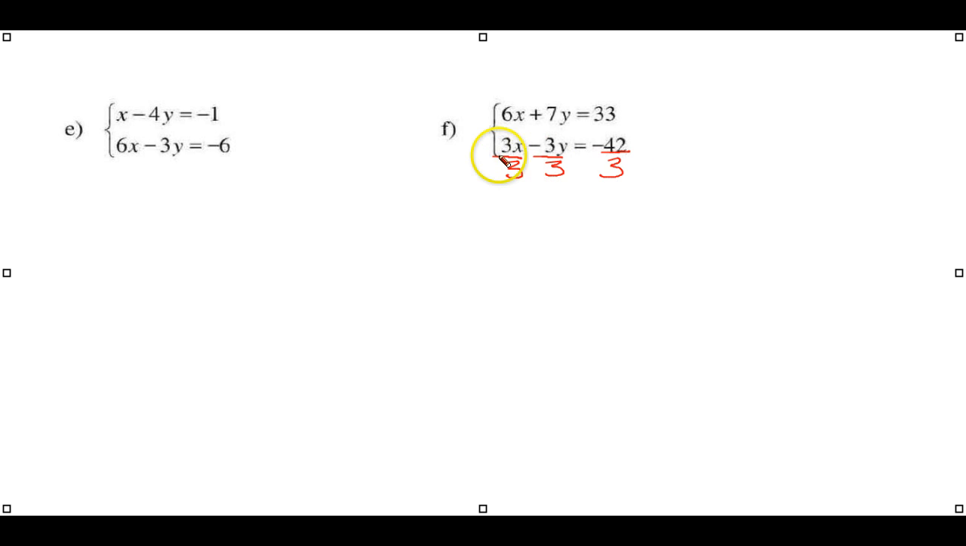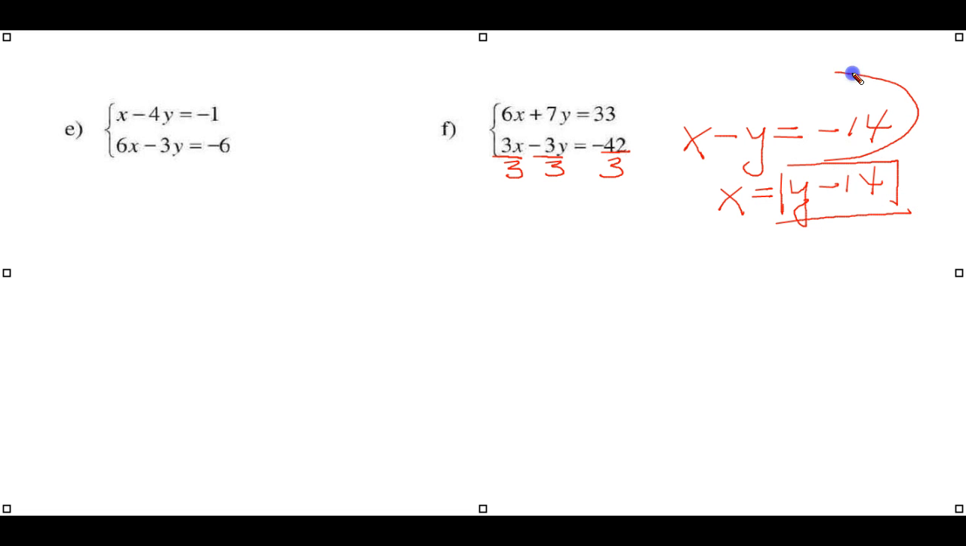And you would get a new equation. This would be x minus y equals a negative 14. Now you could solve for x. X equals y minus 14. Now you're going to take this, and where there's an x in the other equation, you're going to substitute. So as classwork, we'll work on letter F.